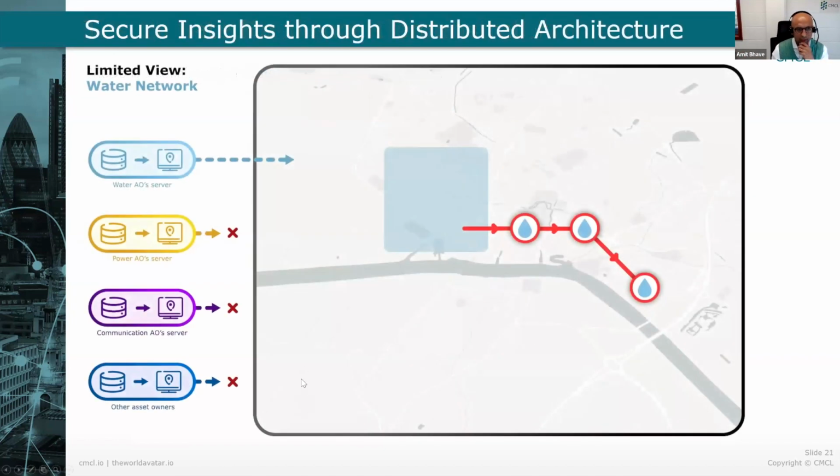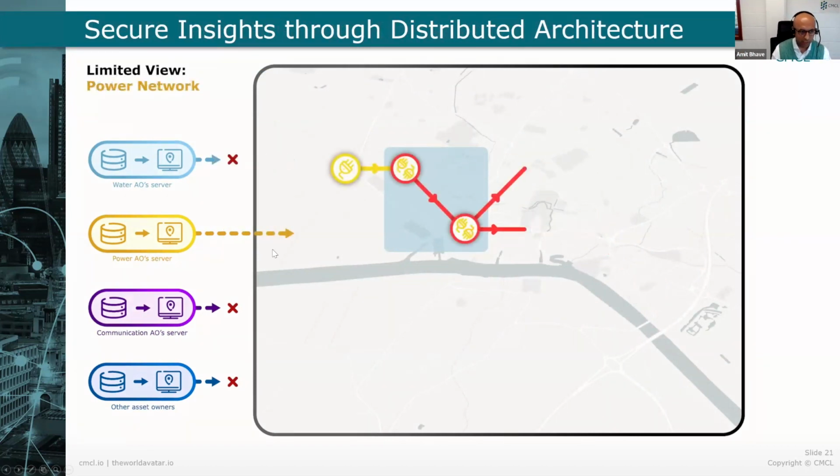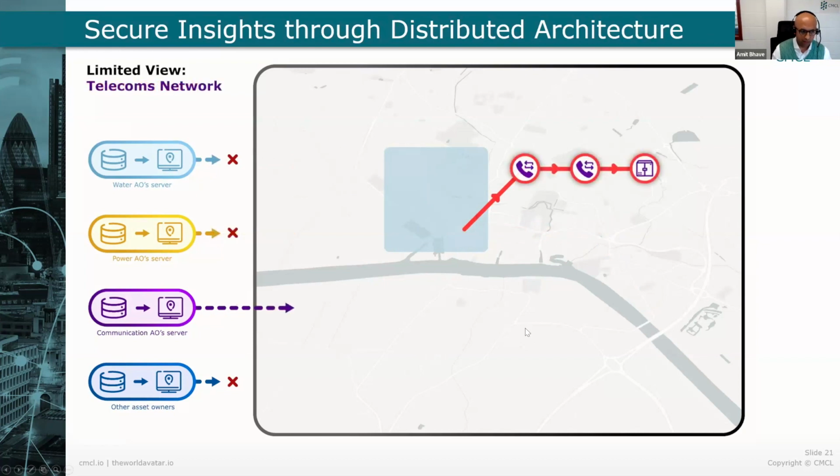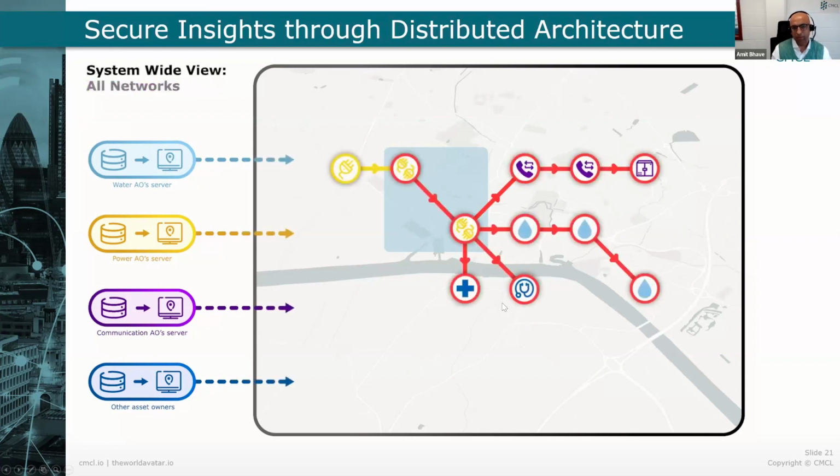So to solve that, we have developed the distributed architecture, as I said, in which case you can have different data coming from different owners, in this case, the water, power, communications, as well as other asset owners. They can have access, and they will retain access to their own data, in this case, the power, telecoms. But at the same time, based on the data agreements in place, they can also share the understanding while not giving away the ownership of their data. And this is really crucial in a distributed architecture.